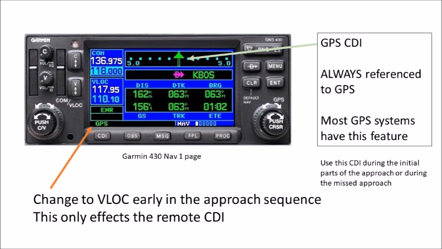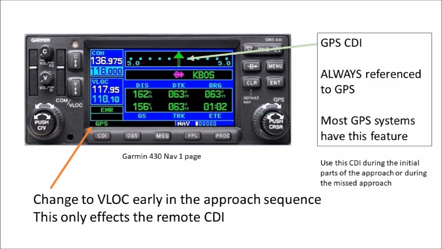So one of the strategies that you can use is if you're flying on GPS references for whatever reason, maybe flying to an intermediate fix or some other part of the approach. It's legal to use your GPS through all elements of the approach except the final approach course. So one of the things to do is to change to VLOC early in the approach sequence. That sets up your display in the localizer mode. But you can actually continue to fly the airplane using GPS guidance and this built-in GPS course deviation indicator.